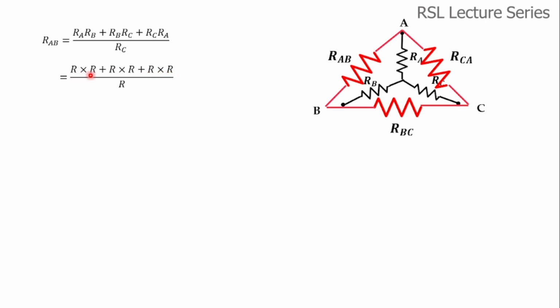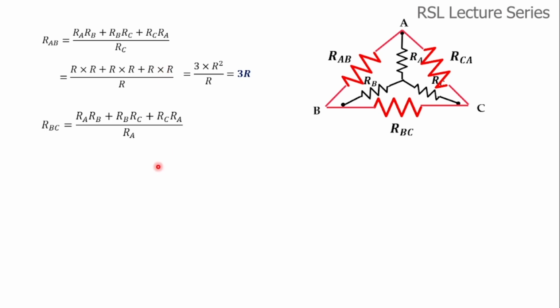So R into R is R square. So R square plus R square plus R square will be equal to 3R square. In the denominator we have R. So 3R square divided by R. R and R will get cancelled and the remaining term is 3R. Okay, this is RAB. Similarly, RBC and RCA are of the same value because the given value is same.